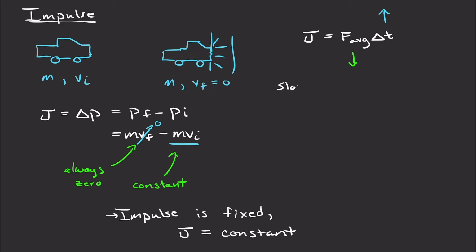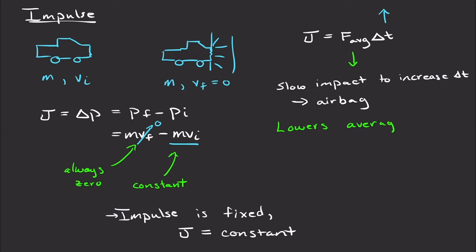Okay, so if we slow the impact to increase delta T, this is an example of an airbag. And this lowers the average force felt.